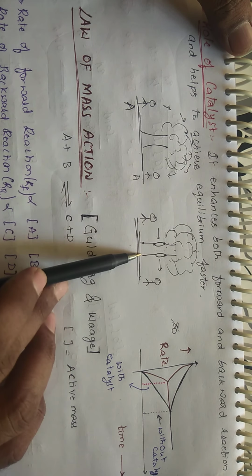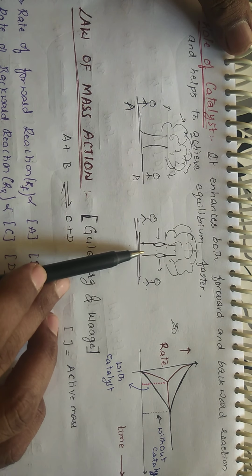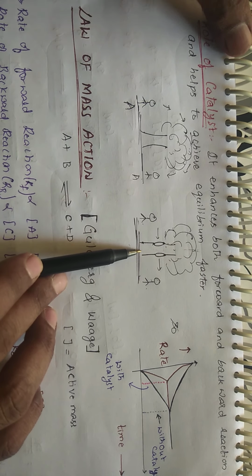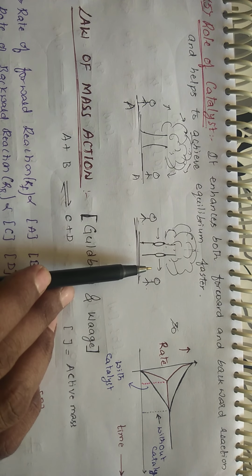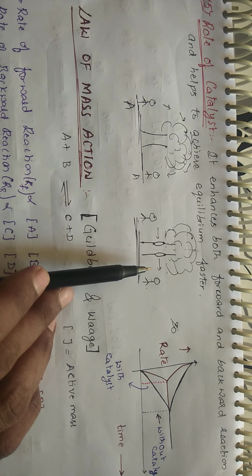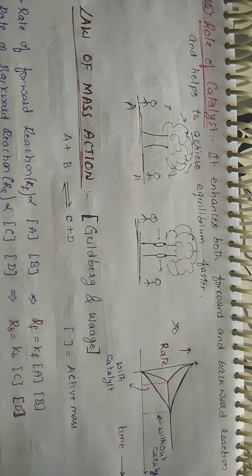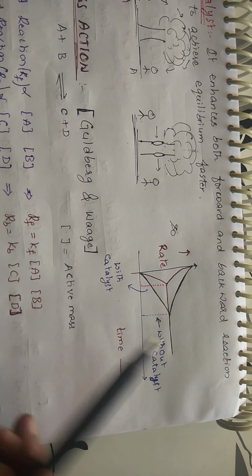If you use a catalyst, you can come quickly to the equilibrium point, but the equilibrium is not changed or disturbed. So if you use a catalyst, the equilibrium is attained very fast, but it is not disturbed. Let me show it with respect to a graph.